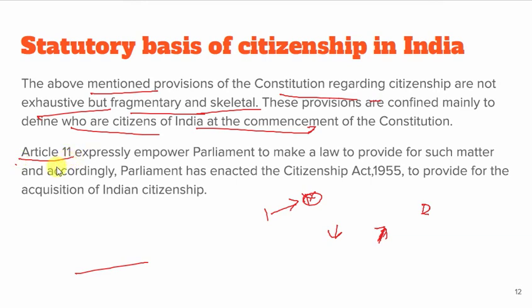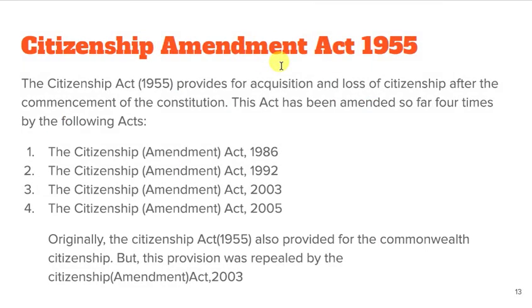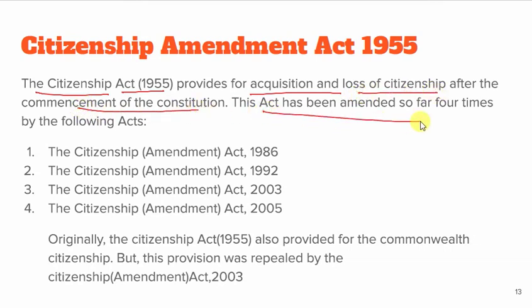As I mentioned in the earlier slide, under Article 11 Parliament was given the power to make law to define the nationality of a person, or to terminate the nationality status as well. That's how Parliament enacted the Citizenship Act 1955. These are the major basic statutory things. Now, the Citizenship Act 1955 provides for the acquisition and loss of citizenship after the commencement of the Constitution. This act has been amended four times so far: in 1986, 1992, 2003, and 2005.